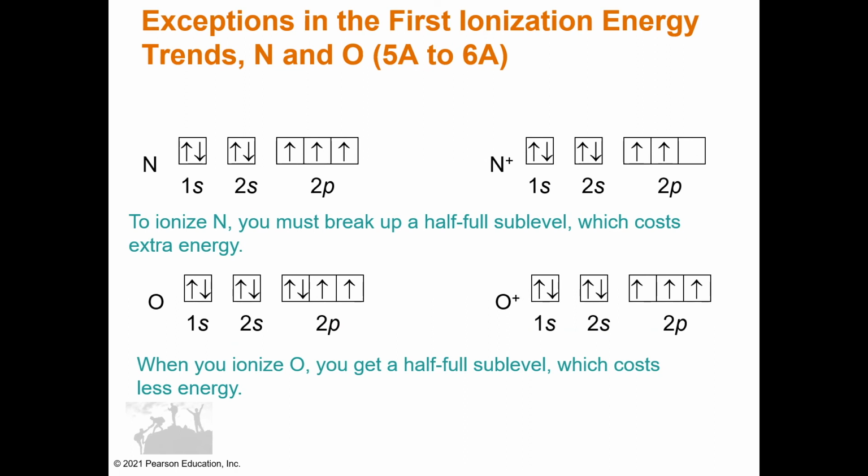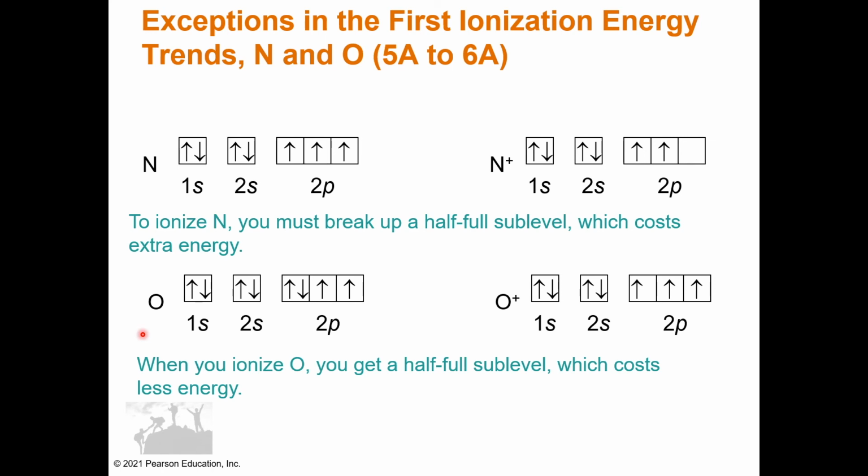Next, we have nitrogen and oxygen. If you take a look at nitrogen with its 5 valence electrons, we see that in the 2p subshell, all 3 electrons are in their own orbitals, and they're half-filled. It's a half-filled subshell. So this is also very stable. A lot of energy is going to be needed to break up this stable system.